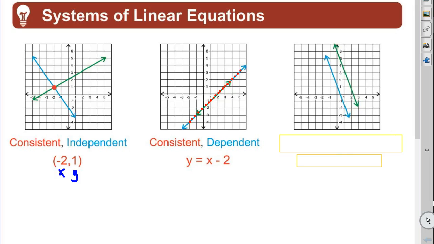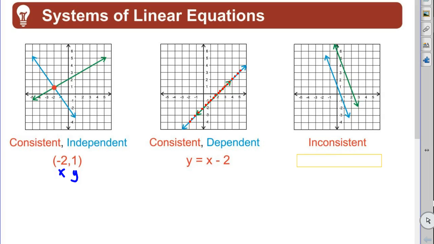Here's a third possibility, and that's the fact that you have parallel lines. Well, two lines that are in the same plane that do not intersect, obviously do not intersect, right? That's the definition of parallel lines. So they don't intersect, so there is no intersection. So there is therefore no solution. So because there's no solution, we say inconsistent.